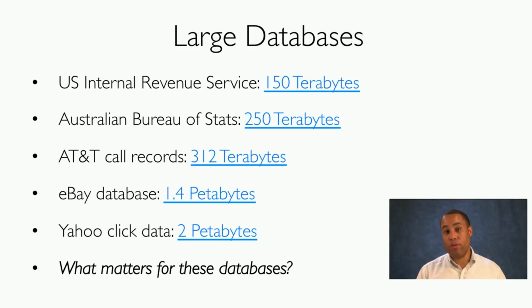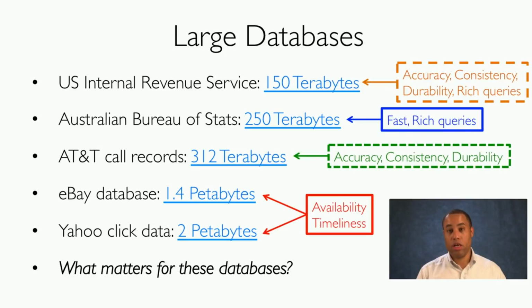Now, for each of these large databases, we can ask the question, what matters for these databases? In the case of the IRS, they care about accuracy, consistency, durability, and the ability to make rich queries. The Australian Bureau of Statistics cares about fast, rich queries. AT&T, for their call records database, cares about accuracy, consistency, and durability. eBay and Yahoo care about availability and timeliness for their databases.